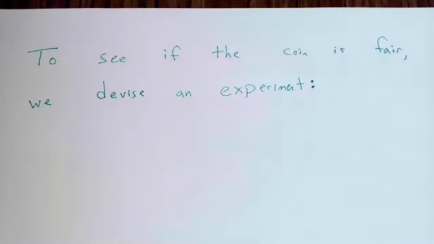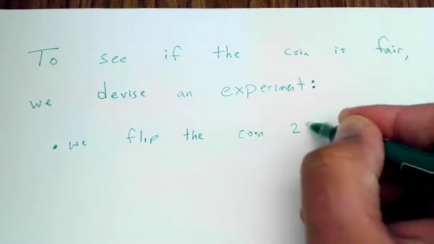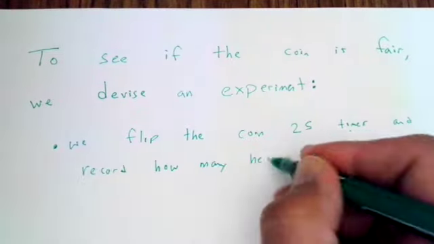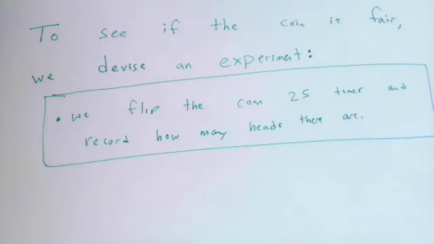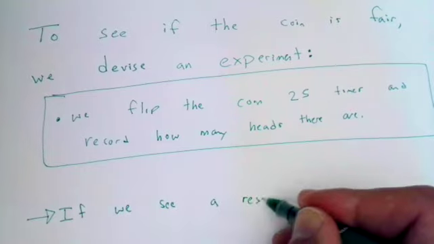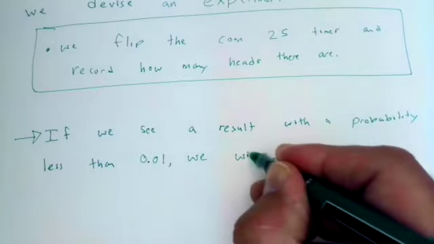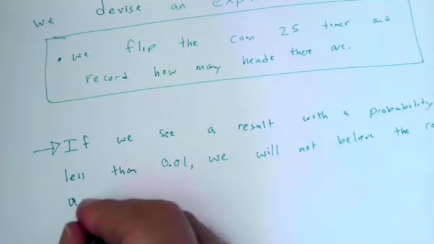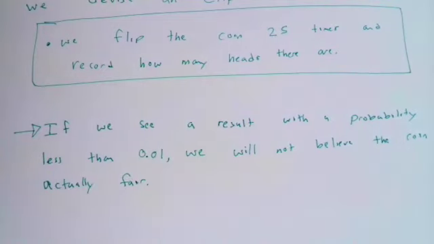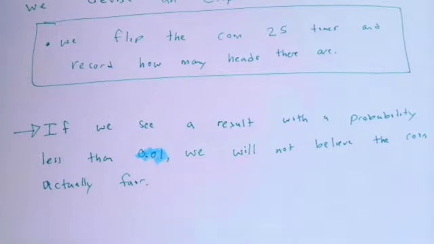To see if this coin is fair, we devise an experiment. We flip the coin 25 times and record how many heads there are. And then we decide what probability we are willing to accept. So in this case, we're going to say if we see a result with a probability less than 0.01, we will not believe the coin is actually fair. If we see an event that occurs with a probability less than 0.01, that means we're seeing something that's extremely unlikely. And if we see something that unlikely, we say, well, maybe our assumptions are wrong. Maybe the coin isn't actually fair.